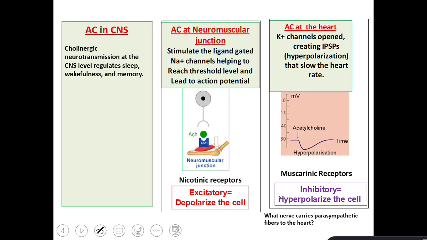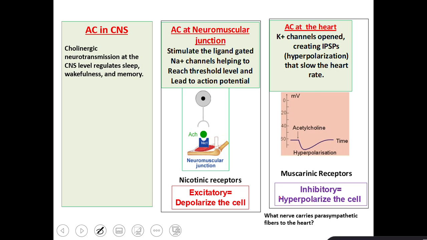It is responsible for sleeping, wakefulness, and memory. So in case of Alzheimer's disease, the cholinergic receptors of acetylcholine are not enough, so the patients with Alzheimer's disease tend to forget most of the time.